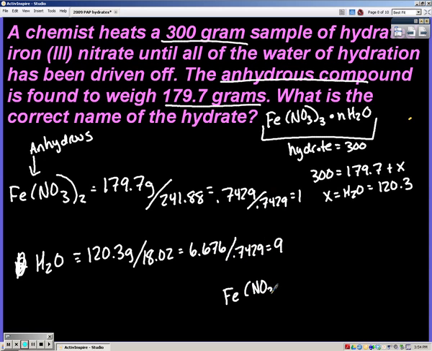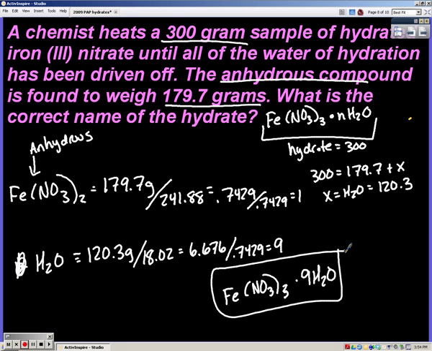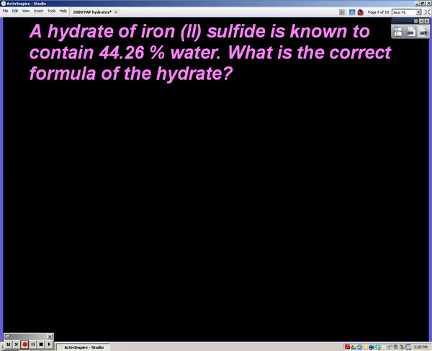Unlike the other empirical problems, you will not multiply at the end. So you just divide by molar mass, divide by smallest, and then round to the nearest whole number. And that's our correct formula for our hydrate. The correct name would have been iron 3 nitrate nonahydrate.